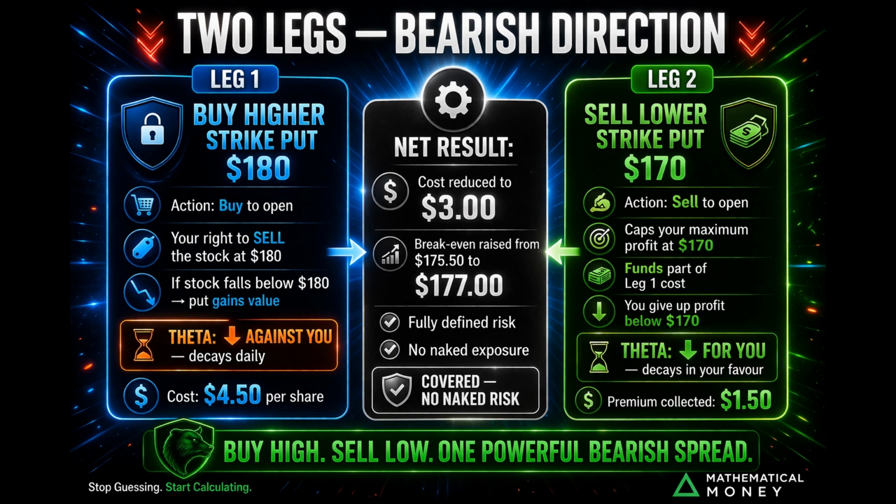The bear put spread solves this. By selling the lower strike put at 170, you collect $1.50, reducing your net cost to $3. Break-even drops to $177. Apple needs to fall only $5.50 to break even. Same directional bet. 33% less capital at risk. Lower break-even. Higher probability of profit. You give up gains below 170, but for a moderate, defined target move, that trade-off is almost always worth making.